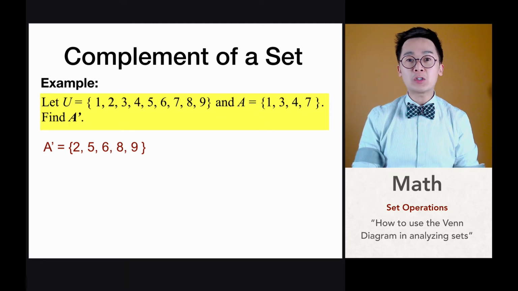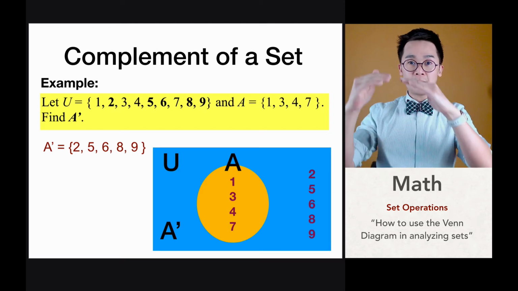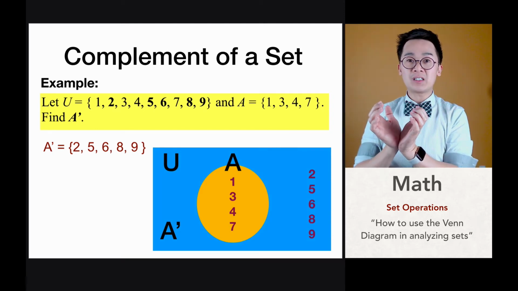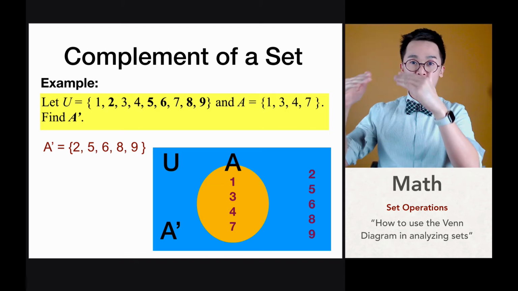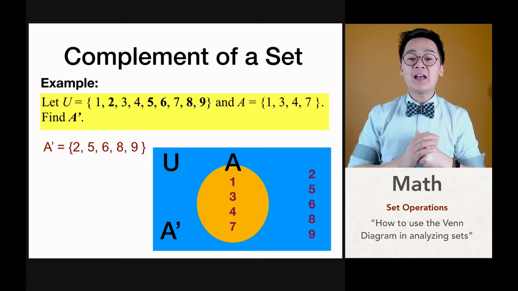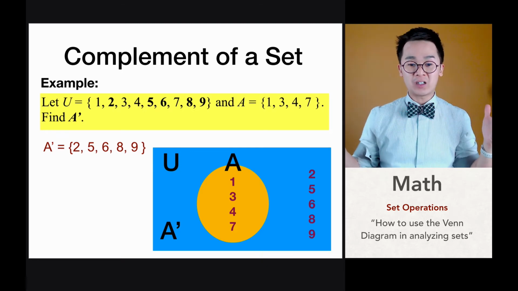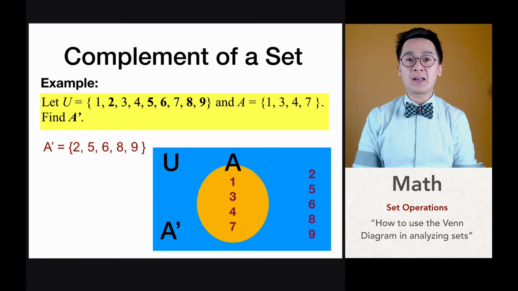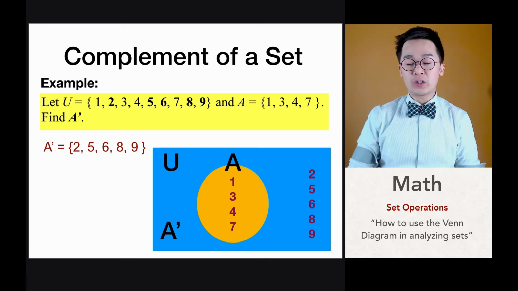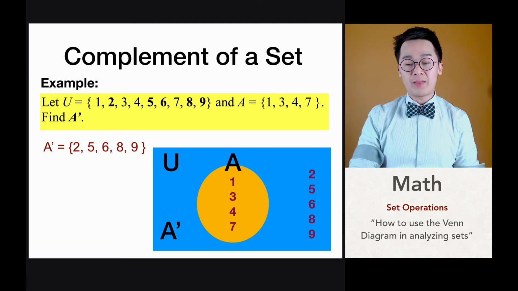And if we're going to show a diagram representing the complement of A in a Venn diagram, we can have a union set wherein the subset A contains 1, 3, 4, 7, and the complement is usually outside the group of your subset, which in this case is A. So you will see 2, 5, 6, 8, and 9 in your outside circle, but still in the union set. So this is how we represent the complement of a set or subset given a Venn diagram, and of course by just working on the operation.